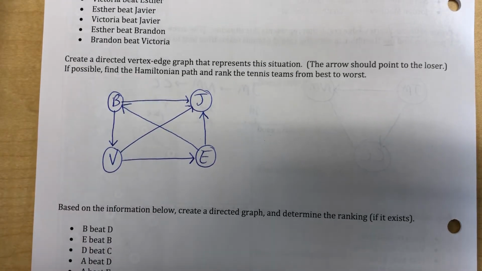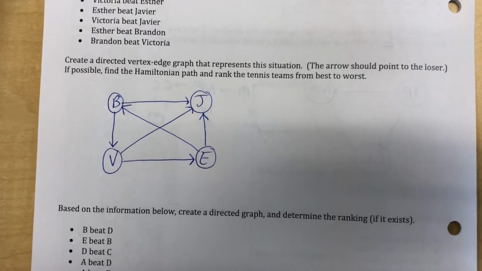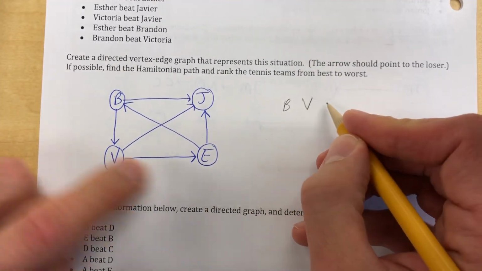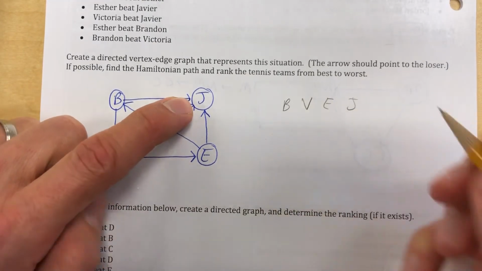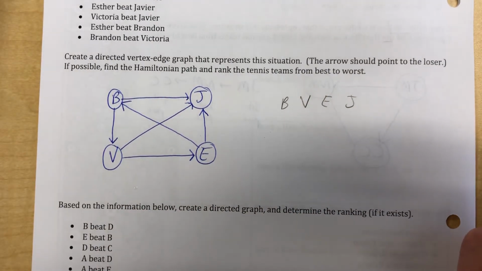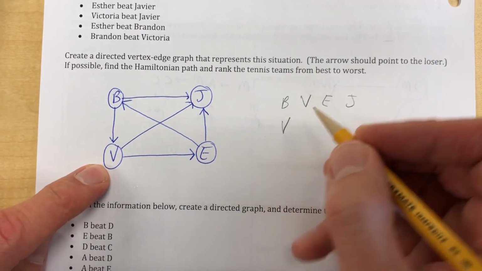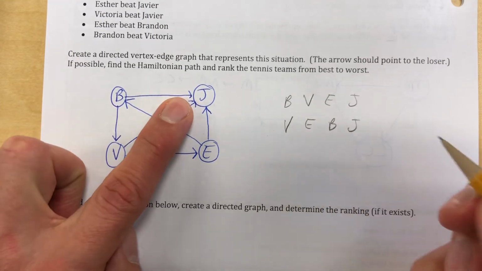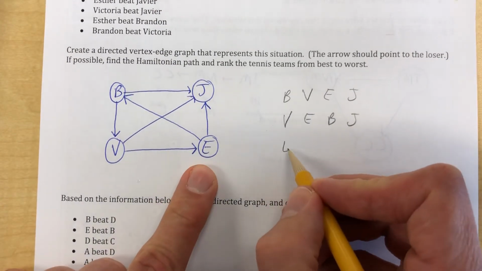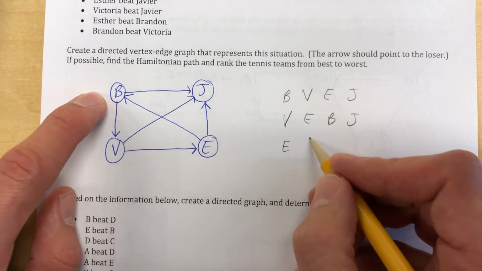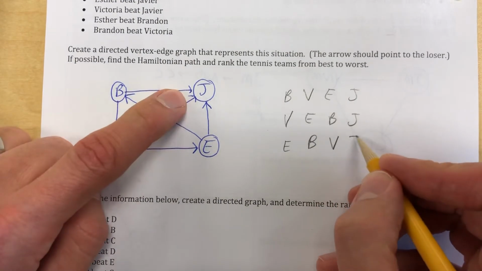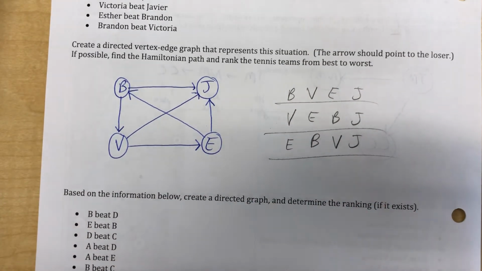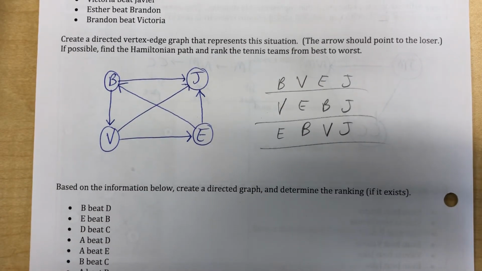All right, since it's not the Hamiltonian path, I personally am switching to pencil. So I'm going to start with Brandon, and then I'm going to go to Victoria, and then Esther, and then Javier. But someone else could say, well, I want to start with Victoria, and then Esther, and then Brandon, and then Javier. And then someone else could say, I want to start at Esther, and then Brandon, and then Victoria, and then Javier. You have 3 different possibilities of ranking. Clearly Javier is last, but you have 3 possibilities.